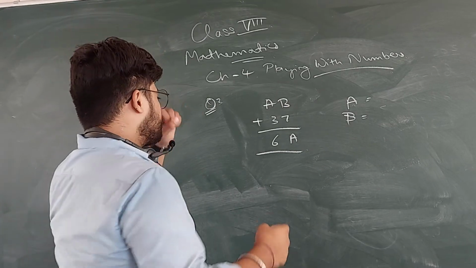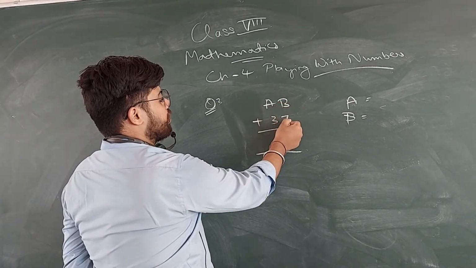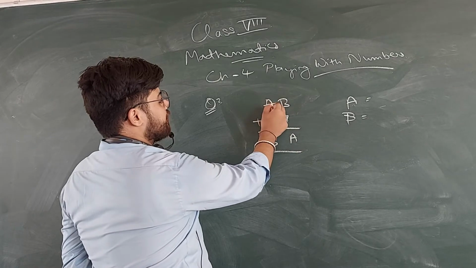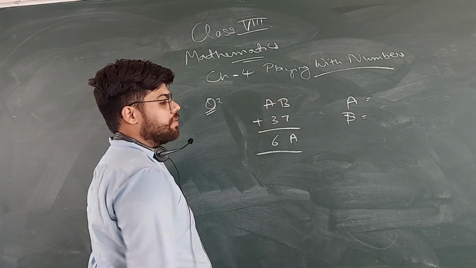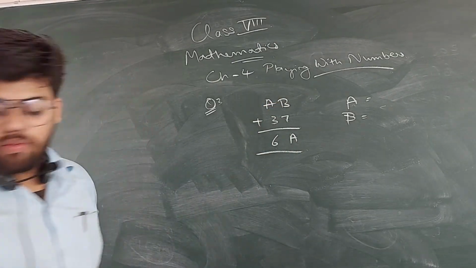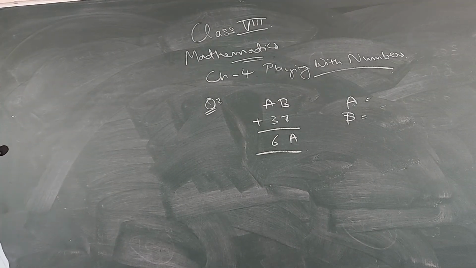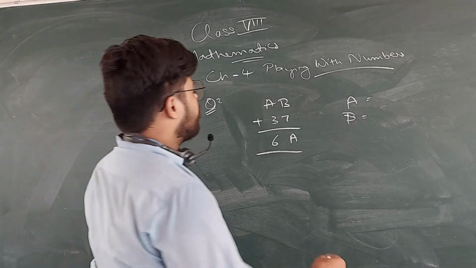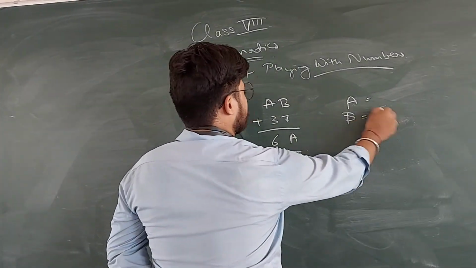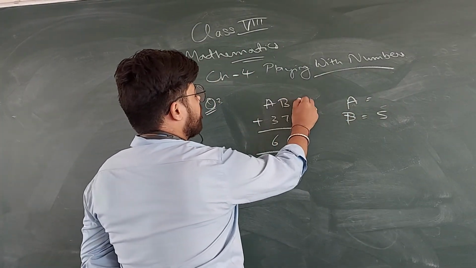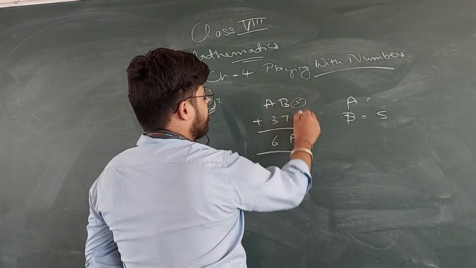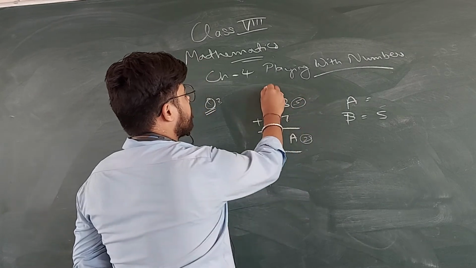If I go for the 2, then 7 plus 2, what? 9. 9 plus 3, 12. Again 6 is coming. No. So like that only we have to go for the value of B. If I go like 3, 4, if I go for the 5, just check it. 7 plus 5, 12. 2 will be here and 1 will be here.